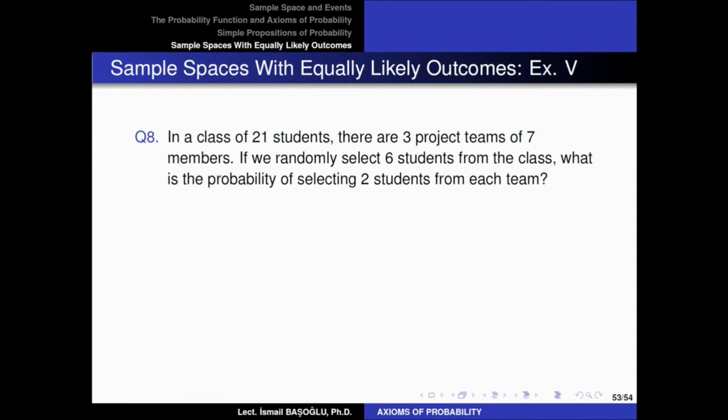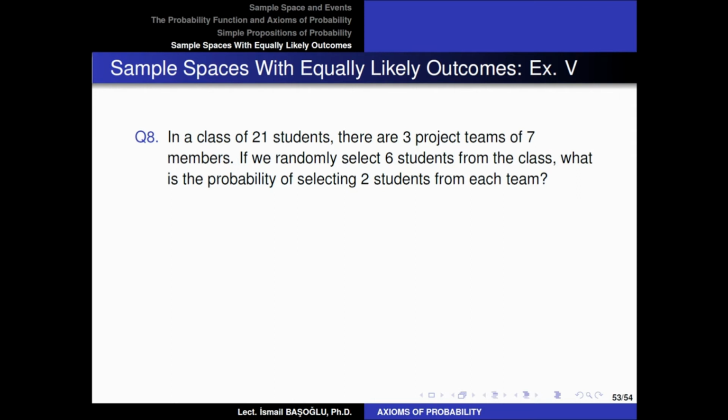All right, so this is just going to be the last question that we are going to solve about the sample spaces with equally likely outcomes. In a class of 21 students, there are 3 project teams of 7 members. If we randomly select 6 students from the class, what is the probability of selecting 2 students from each team? So right now, there are 21 students in a class, and we have 3 project teams. Each project team has an equal number of members, 7, 7, 7. And we are randomly selecting 6 students from that class. What is the probability that we select 2 members from each project?